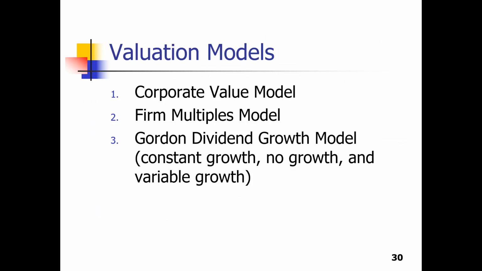Let's summarize valuation methods. In this class, we got 3 different methods. We use all 3: the corporate value model, the firm multiple model, and the Gordon dividend growth model. Also, with the Gordon dividend growth model, we could have companies that don't grow. Simply we put g equals 0 in the formula and it works. It becomes really a perpetuity formula if you put g equals 0. And you have constant growth that allows us to use Gordon's formula.